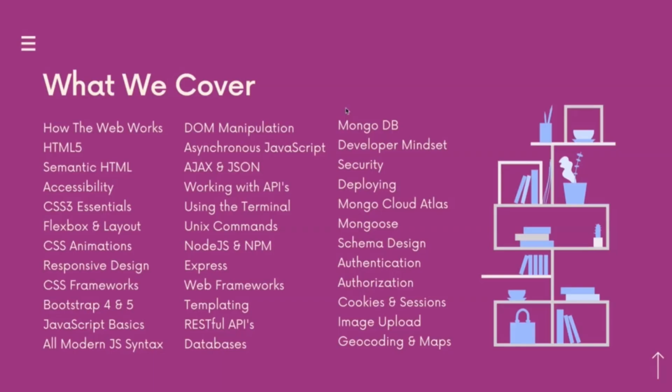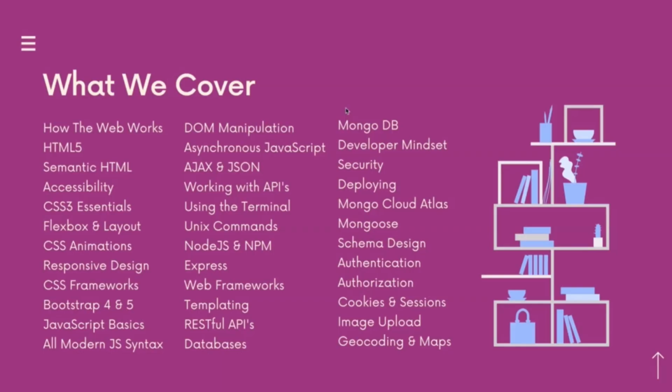We also talk about DOM manipulation and how HTML, CSS, and JavaScript connect. We talk about asynchronous JavaScript, the pitfalls of async JS, but also the benefits. We cover AJAX, making requests, working with third-party APIs. Then we start talking a bit about the backend.